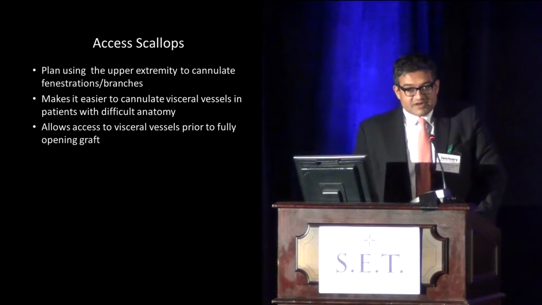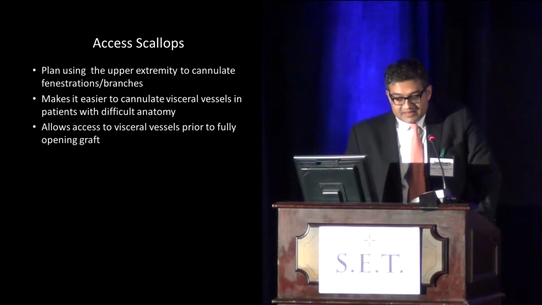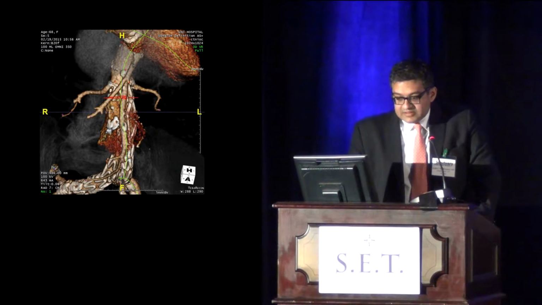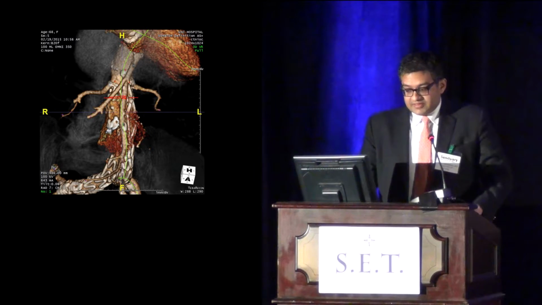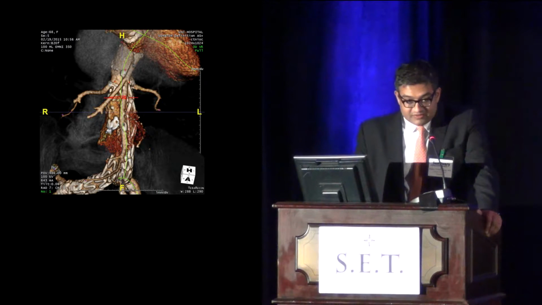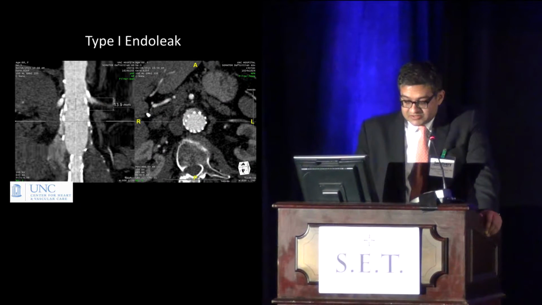So what an access scallop basically allows is the plan of using the upper extremity to help cannulate these vessels. And it allows access to the vessels prior to fully opening the graft. This is an example of a patient with previously treated anatomy with an endograft with a type 1 endoleak who had a short neck. Here are some of the images. You can see that there's flow outside the graft.